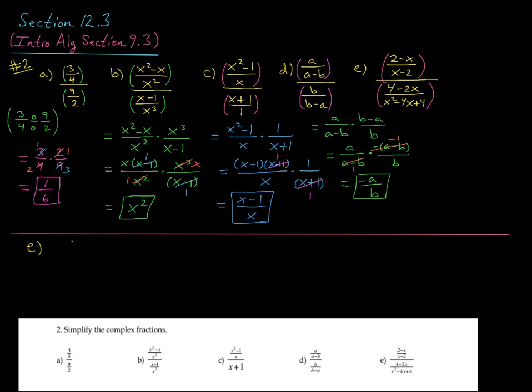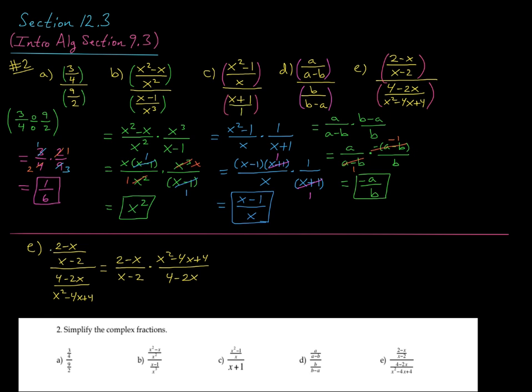Okay, so here's part E, and so here's what we can do, right? We can just start out by multiplying by the reciprocal. I'm just going to copy the problem here. Sorry about that. Kind of ran out of room. So this is going to be 2 minus x over x minus 2 times the reciprocal here, and this is going to be x squared minus 4x plus 4, all divided by 4 minus 2x.